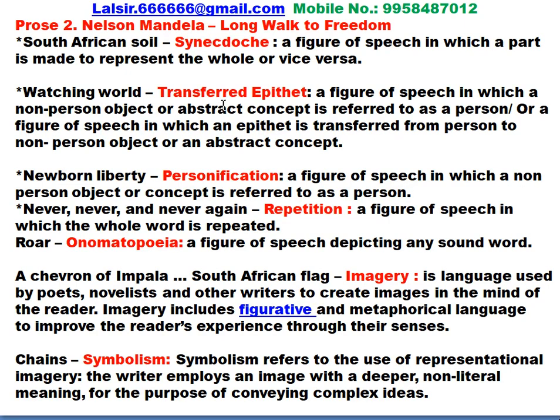The next poetic device here we have is watching world. Now this is transferred epithet. Now what is transferred epithet? A figure of speech in which a known person, object or abstract concept is referred to as a person, as good as personification. We can also say that it is a figure of speech in which an epithet, that is, qualifying words, is transferred from a person to a non-person, object or an abstract concept. So that also becomes transferred epithet.